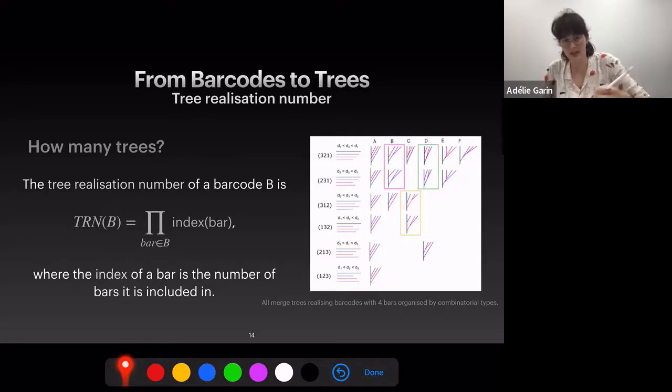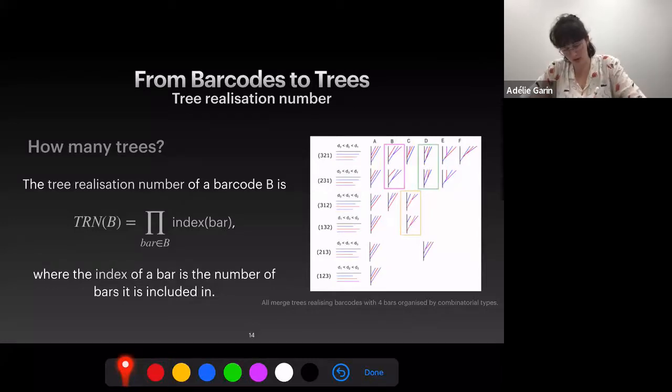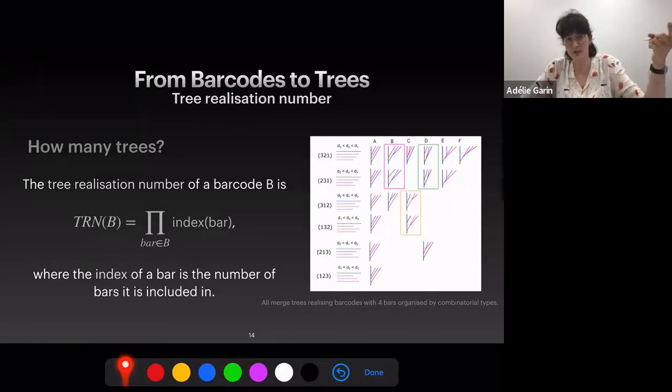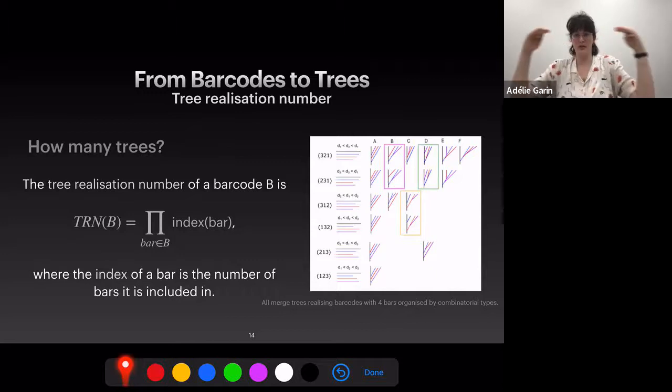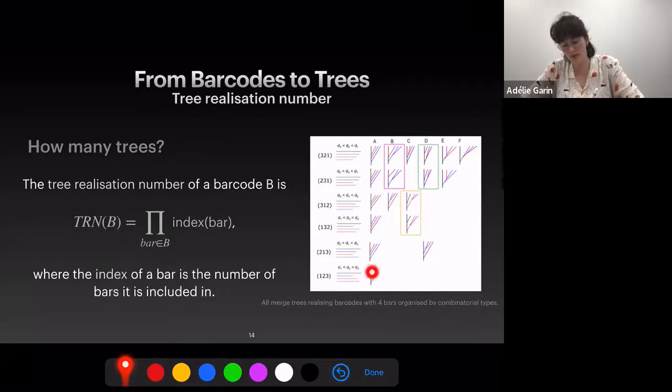I will explain in a minute why we get this. And for the identity barcode, where no bars are included in the previous one apart from the main branch, we have only 1 possible tree.